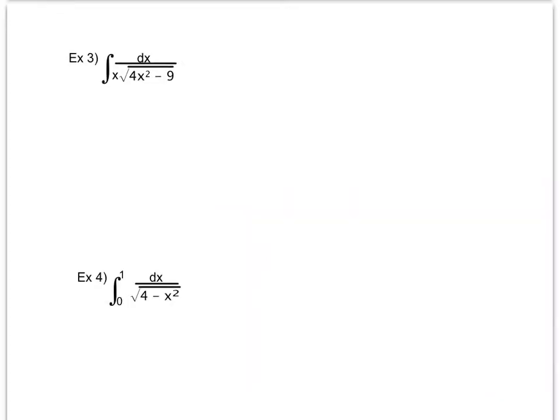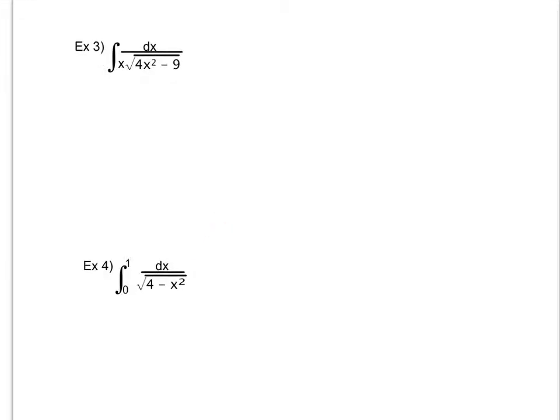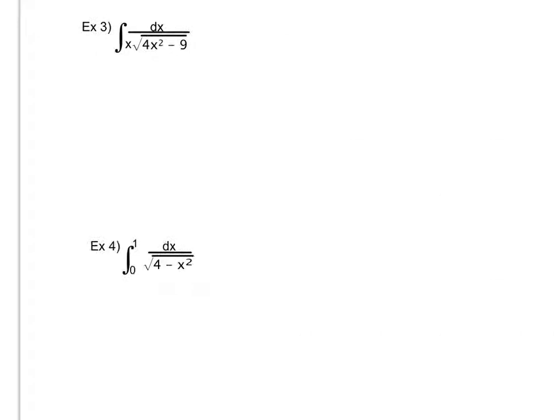Looking at the third example. On example 3, same thing. Notice that if I tried to let u be x, du would be 1. I'd have this here that I'd have no idea what to do with. If I tried u substitution and u be 4x squared minus 9, I'm going to anticipate that my du would be 2x. I don't have a 2x. I have a 1 over x, but I don't have a 2x. I have no way to get that 2x in there.